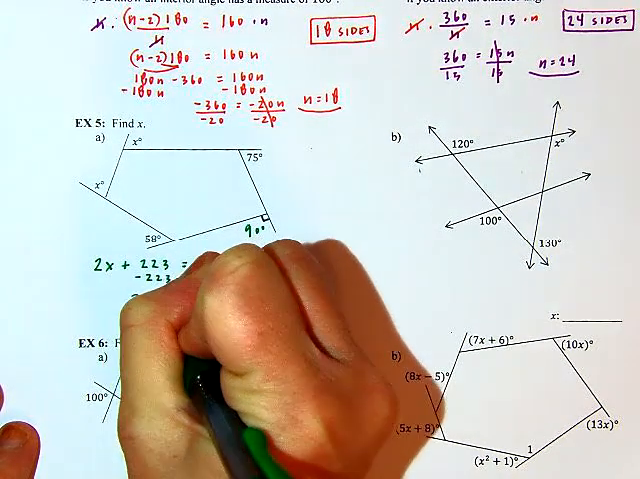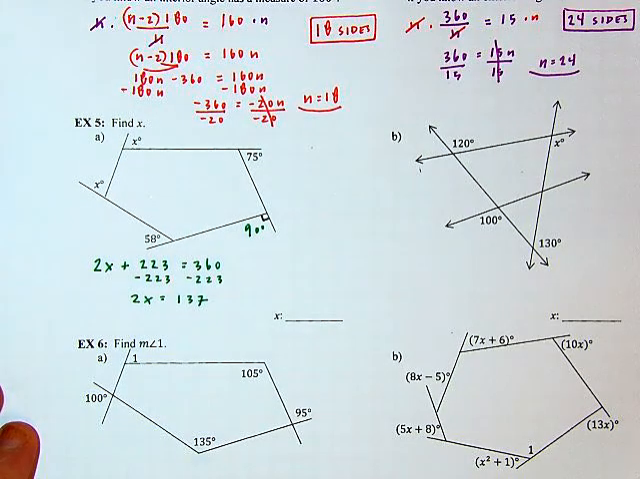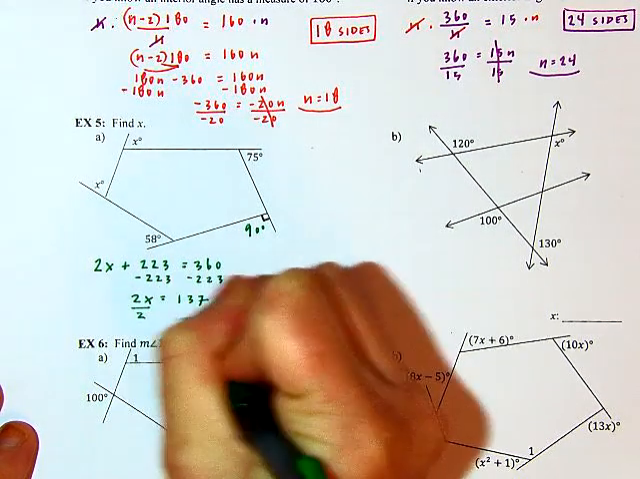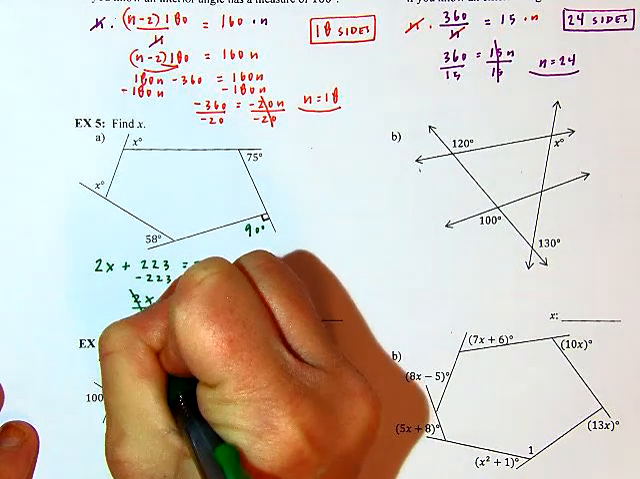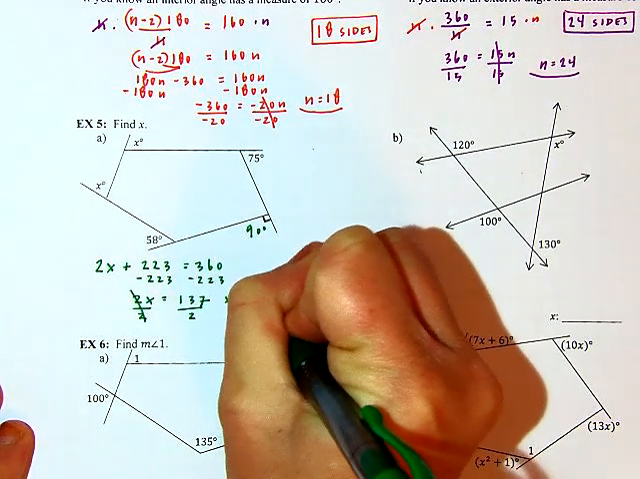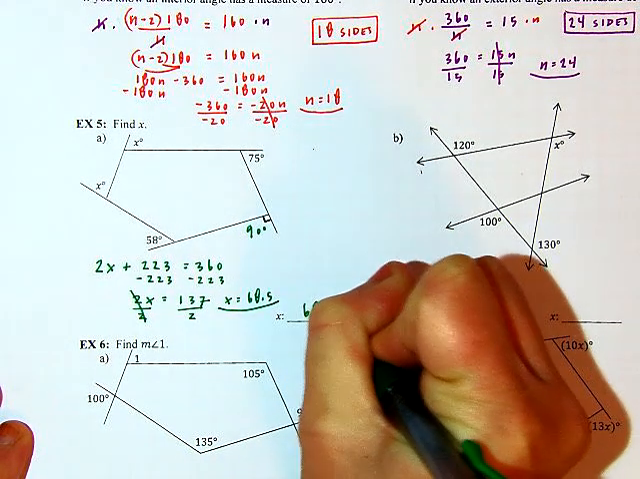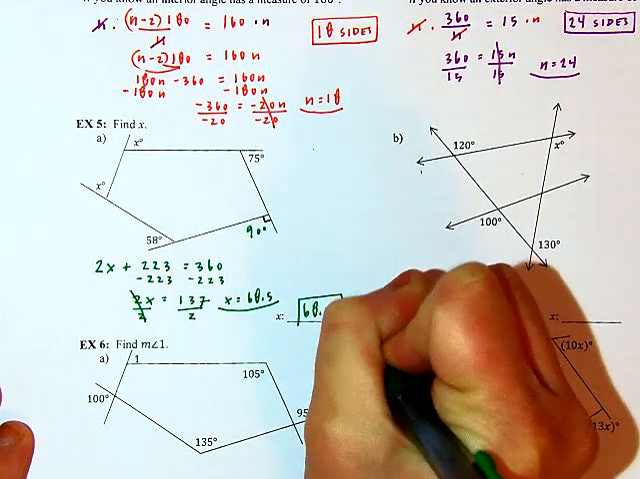So 2x equals 137. And then I need to divide each side by 2. So I'm going to get that x is 68 and a half. So 68 and a half degrees.